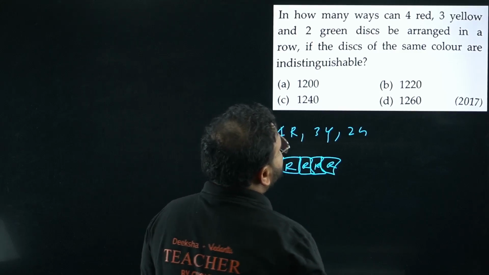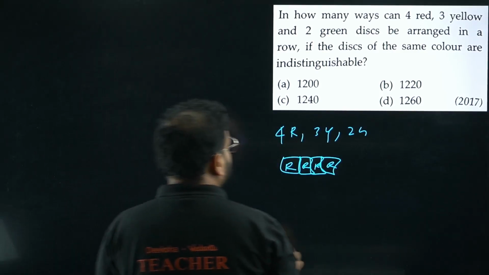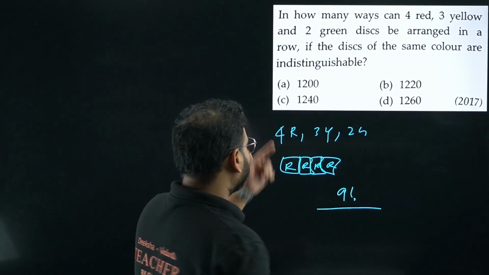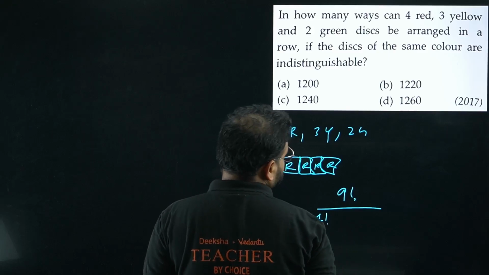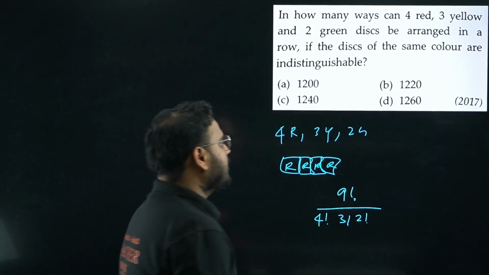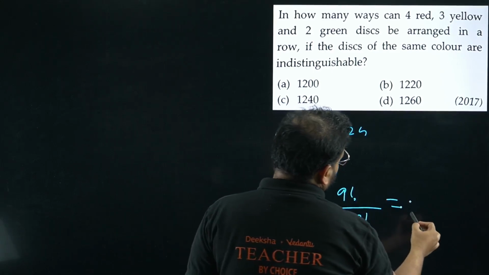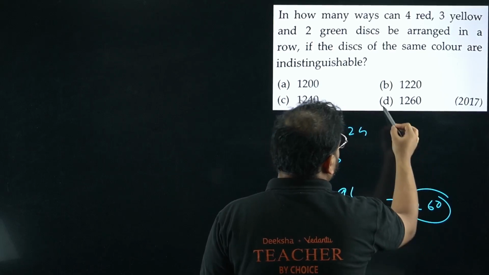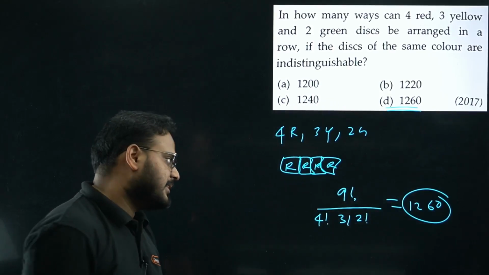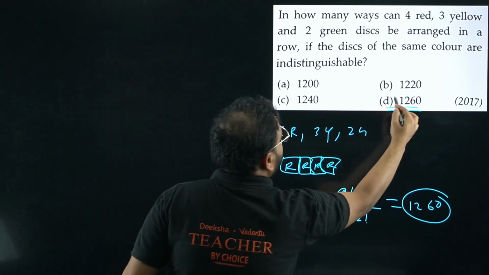So basically we have 4 plus 3 plus 2, which is 9, so 9 factorial, the total arrangements, divided by 4 factorial for the reds, 3 factorial for the yellows and 2 factorial for the greens, because they are identical. You have to divide that part. This will come as 1260. Answer will be option D.